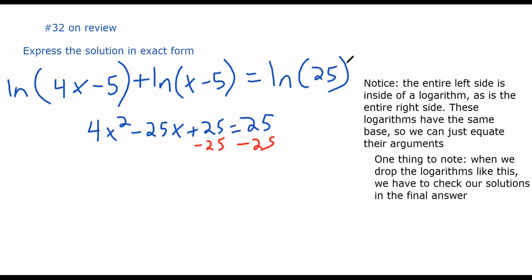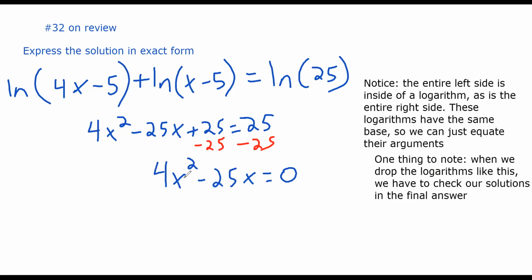Because I'm going to end up with 4x squared minus 25x. The 25s are gone. That was just a nice coincidence. That almost never happens. But every once in a while, the great king of math smiles down upon us from his golden throne, and we get some nice things like that.